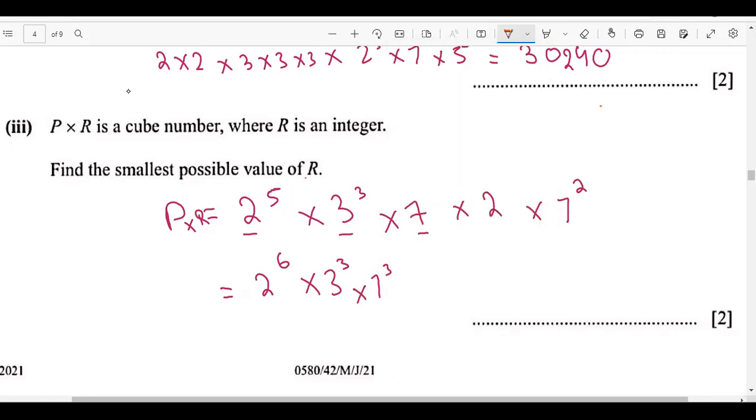So this would be certainly a cube number. So what exactly would be a possible value of R? I multiplied 2 and I've multiplied 7 squared, so it would be 2 into 49. So this is going to give us 98. That is the correct answer. So 98 is the smallest possible value of R.